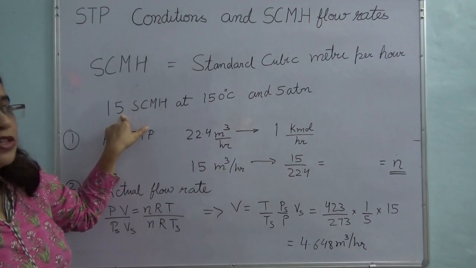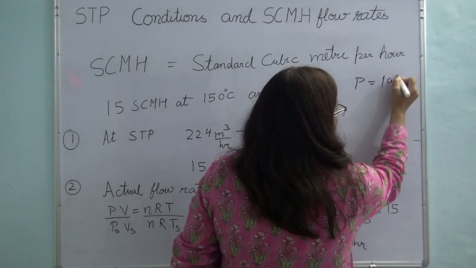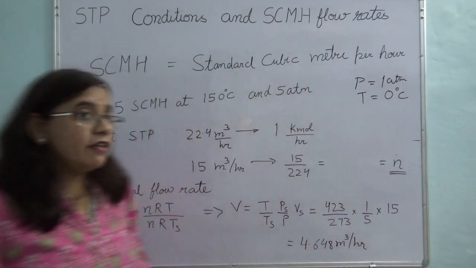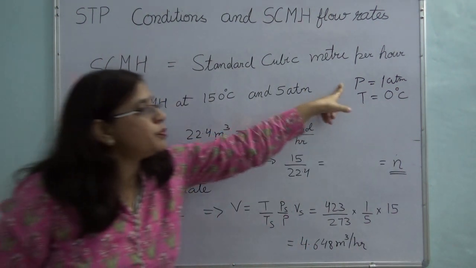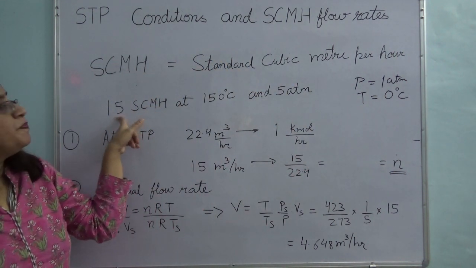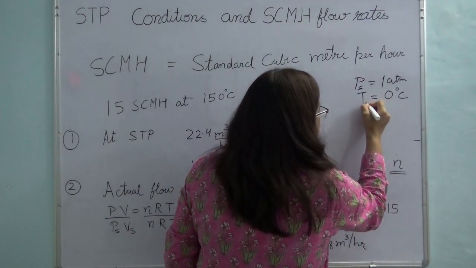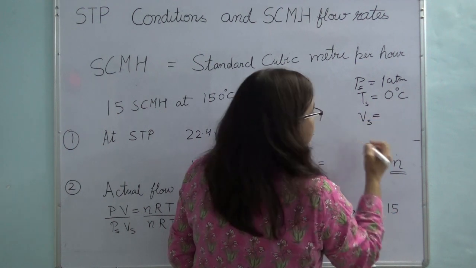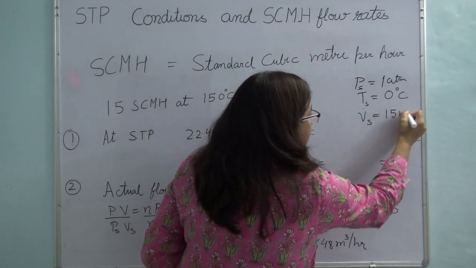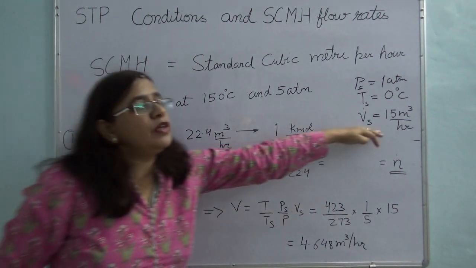What we are saying is that the volumetric flow rate at standard condition, that is pressure equal to 1 atmosphere and temperature equal to 0 degree centigrade. Okay, if the gas would have been at this pressure and temperature, then its flow rate would have been 15 cubic meter per hour. Okay, so at PS and TS I would have a volumetric flow rate, V dot S, that is equal to 15 meter cube per hour. Okay, but this is not the actual flow rate.